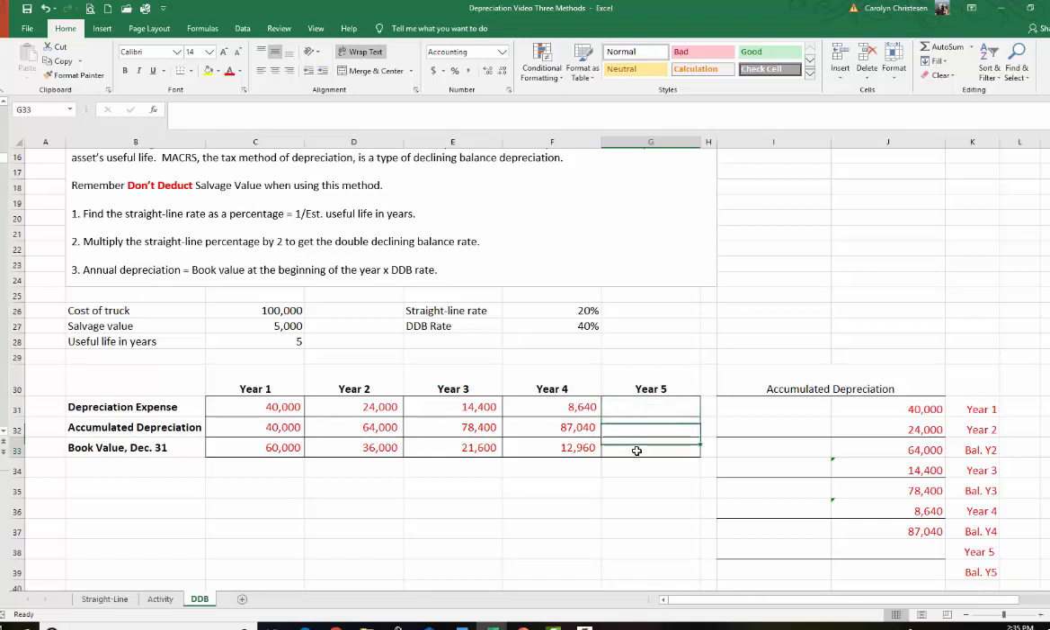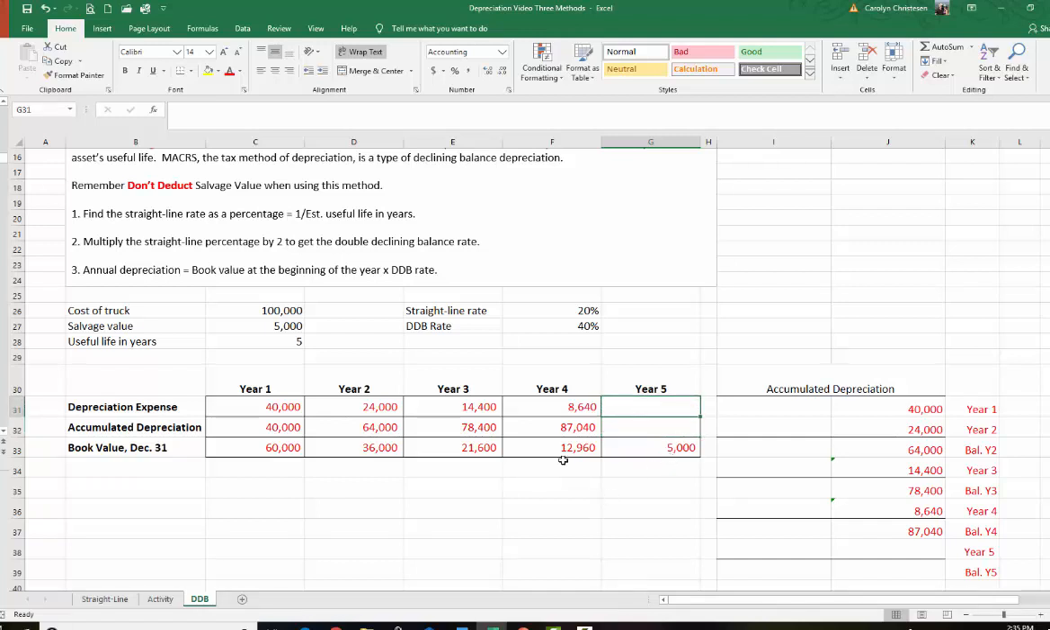Now remember, this cannot be below $5,000. I'm going to put 5,000. If you're doing this by hand in a class or on a test in a calculation, put this number here to remind you not to depreciate below that number. Okay? All right, so our expense is, we're going to test it. It would be this times 40%. That's 5,184. All right, so that's not going to bring us down to $5,000. So we're going to get rid of that.